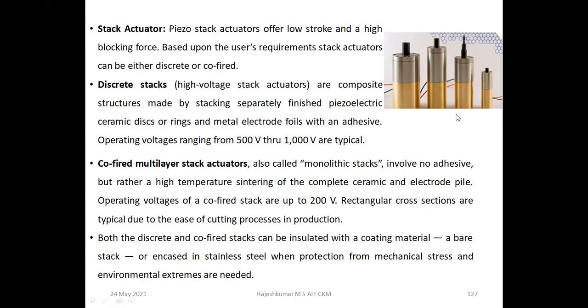In the case of the discrete stack, high voltage stack actuators are generally composite structures made by stacking piezoelectric discs or rings and metal electrode foil with the help of an adhesive. The operating voltages of these discrete stacks range from 500 volts to 1000 volts. So just imagine.